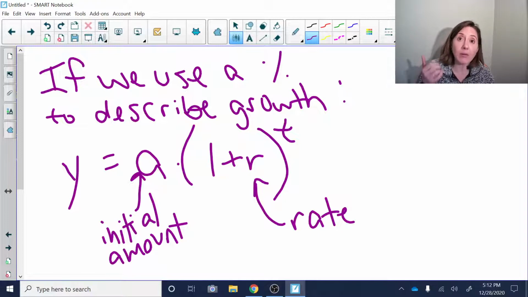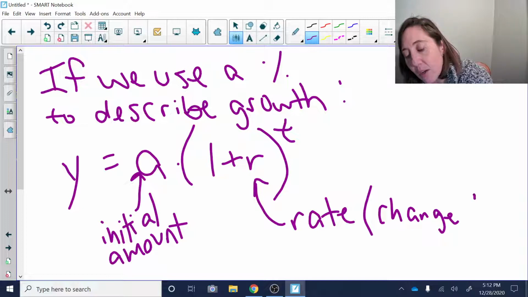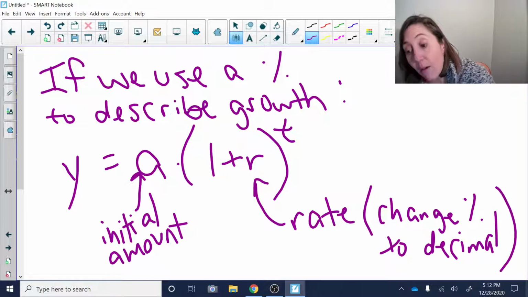But when we go to do math with it, we need to put it in decimal form. So if it said 2%, you would write 0.02 for that rate. You would take the percent and change it into a decimal. Let's make a note there: change the percent to the decimal. Remember, you move it over 2 spots. There you go. That's when you plug it in.